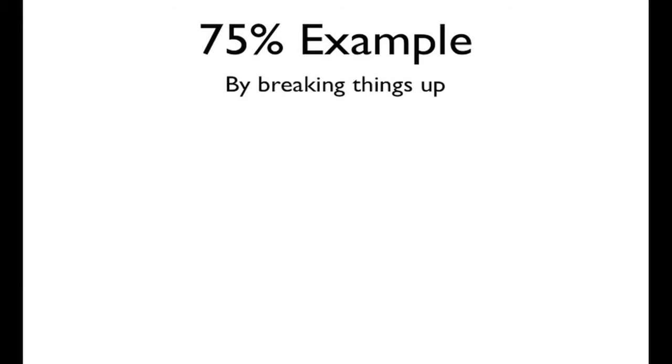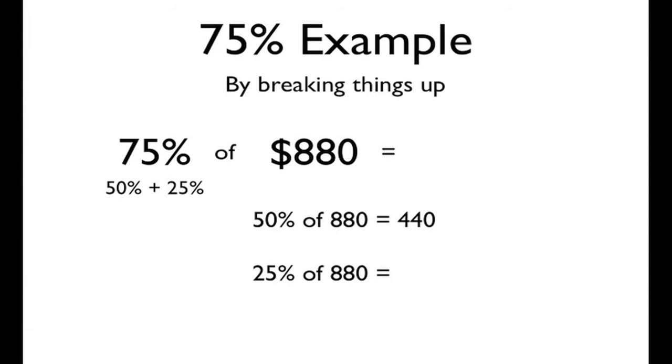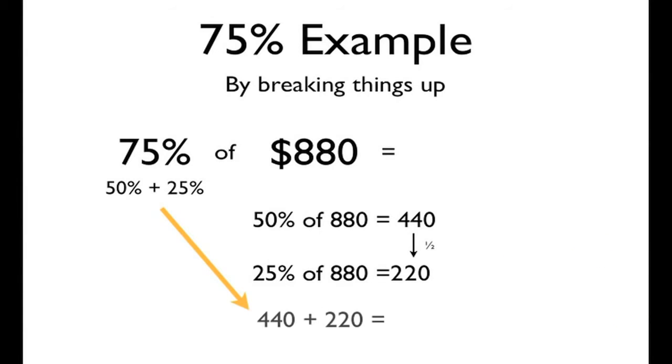We're going to try 75% now, doing the same thing, breaking it up. Now there's a couple different ways to break up 75%. I've chosen 50% plus 25% for this example. 50% of 880 gives us 440. Now we need to find 25% of 880. Now remember, 25% is just half of 50%. Well, we already solved 50%, so let's just take half of that. 440 divided by 2 gives us 220. That was pretty easy. Now we broke it up, so we're going to put it back together. 440 plus 220. That gives us our final answer of $660.